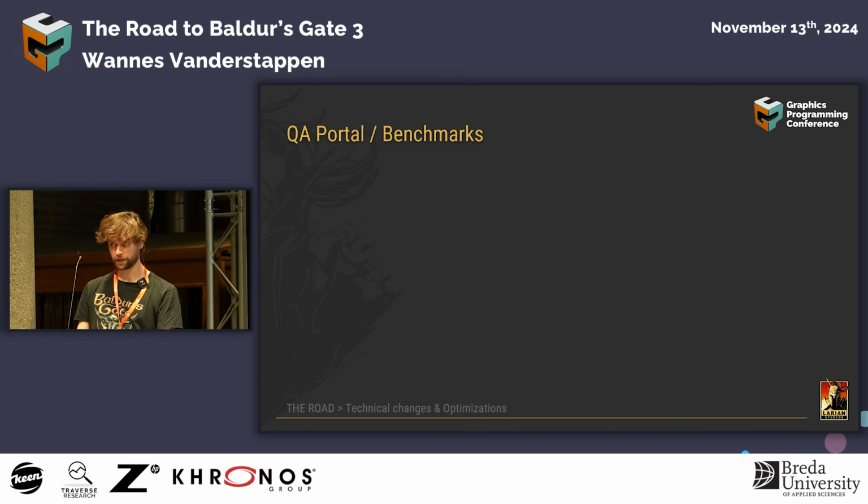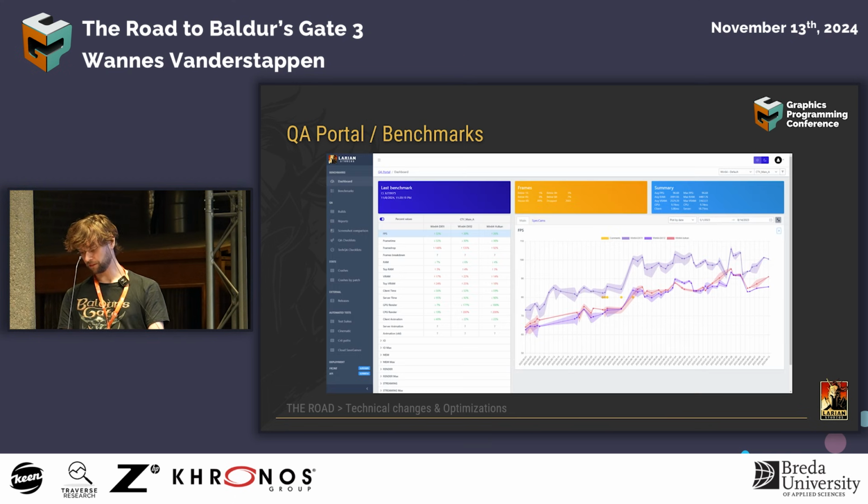So how did we keep track of all of this? Because there's a lot of new features, both rendering features and technical changes. Well, we have a QA portal and benchmarks running. This gives us detailed information about, well, almost per day. We can see if performance went up or down. It tracks memory and all sorts of things. So this was a very, very handy tool for us to see if we accidentally submitted something that, well, broke things, because that sometimes happens.